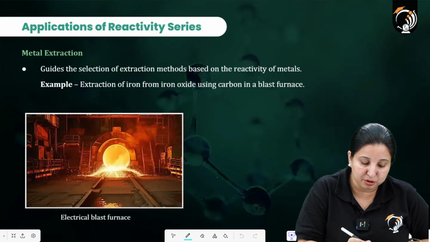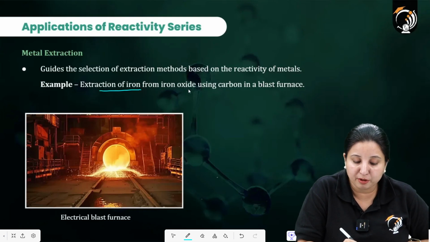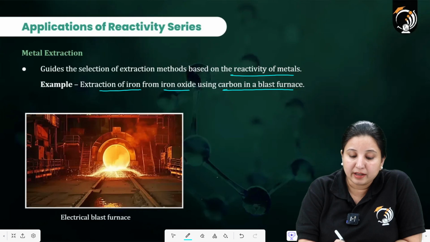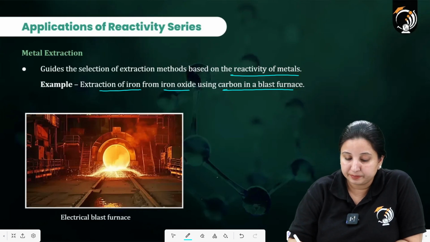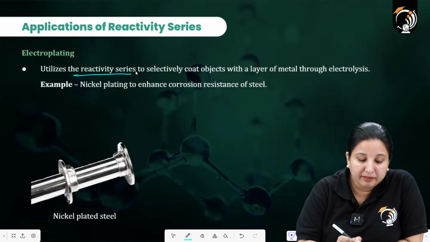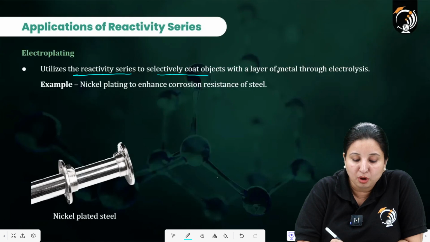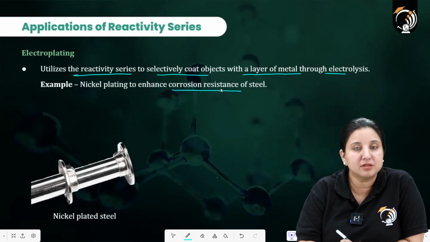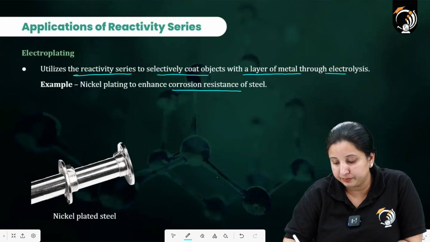Similarly, over here also, the extraction of iron from iron oxide using carbon in a blast furnace takes place. So, that is based on the reactivity of the metals. Electroplating utilizes the reactivity series to selectively coat objects with a layer of metal through electrolysis. For example, we plate nickel to enhance the corrosion resistance of steel.